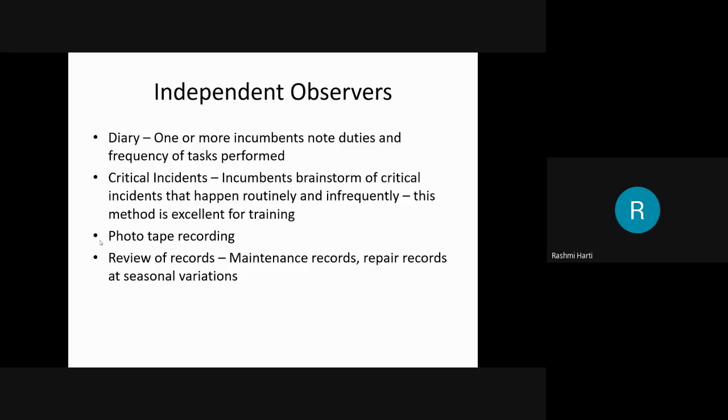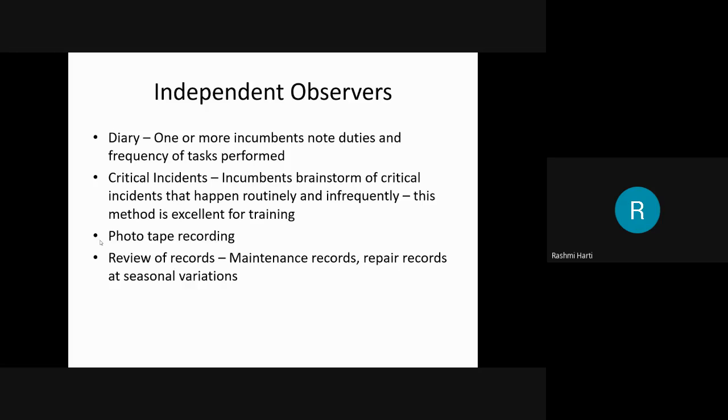Okay, so here the incumbents of this critical incident are brainstormed about this particular incident, and that happens routinely and infrequently. So this method is excellent for training. Whatever unseen things or activities happen in the organization. For example, you are doing a particular activity, a normal routine activity, but there is some breakdown. Okay, that becomes a critical incident.